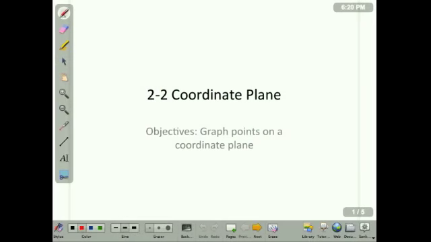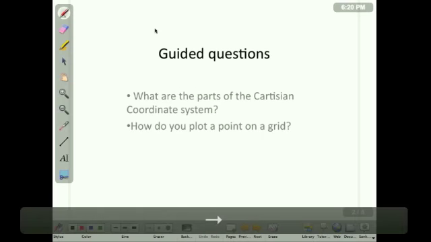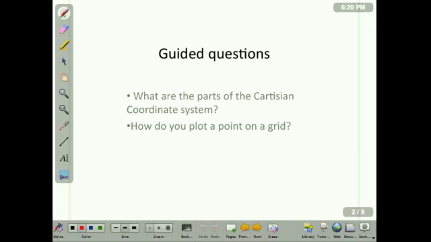In Chapter 2, Section 2, we're going to talk about the coordinate plane. The guided questions that you're going to need to answer by the end of this presentation.